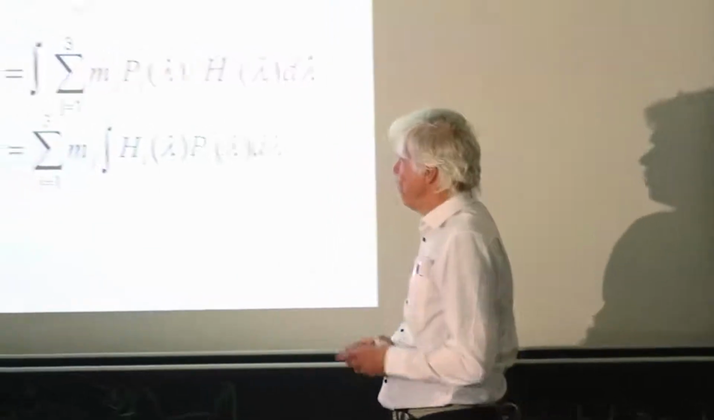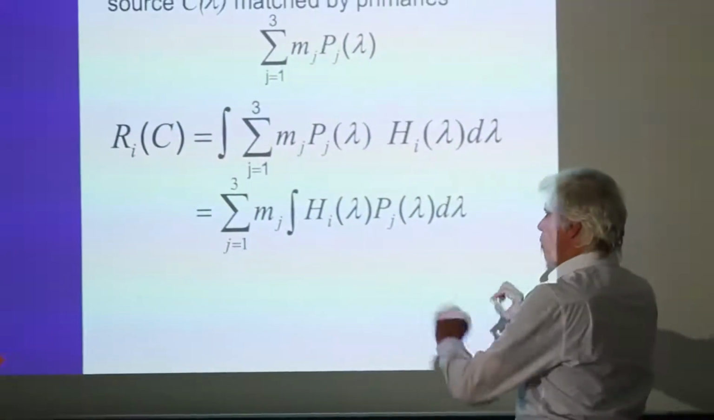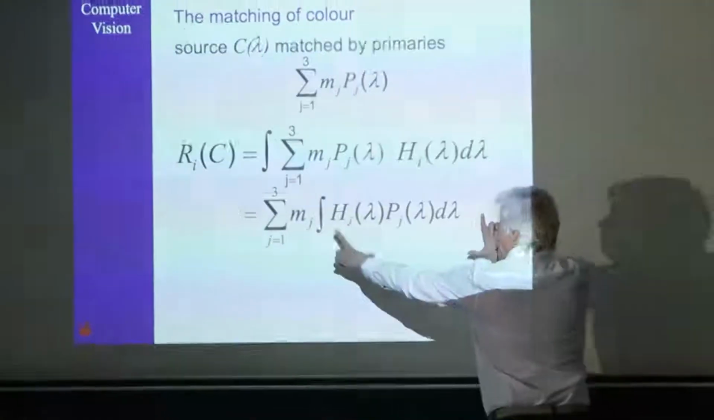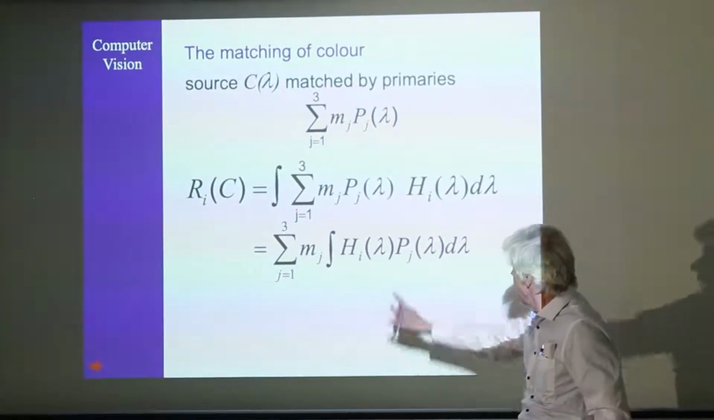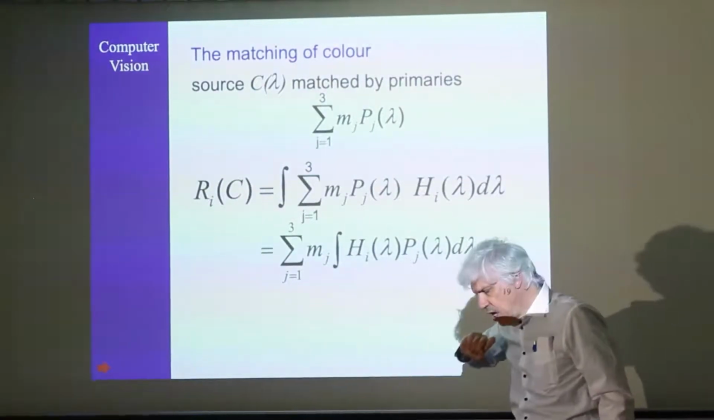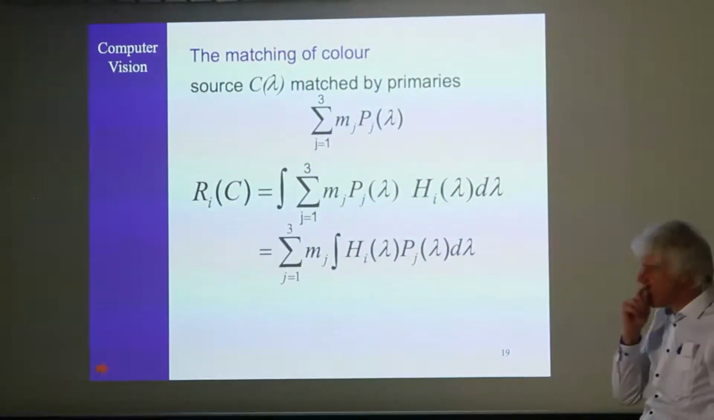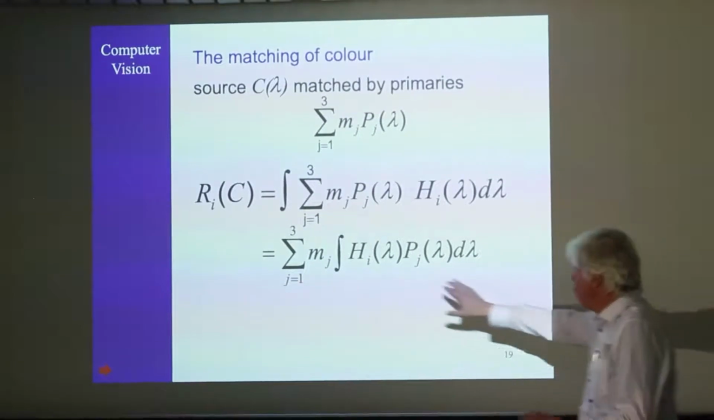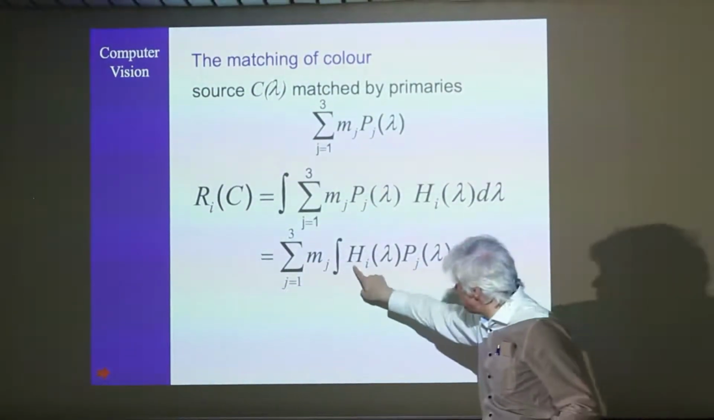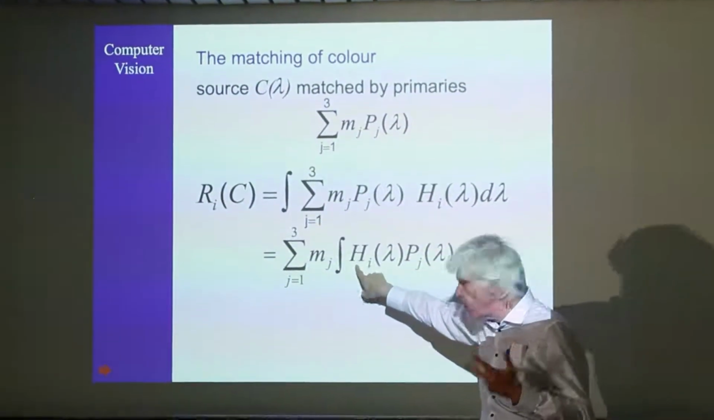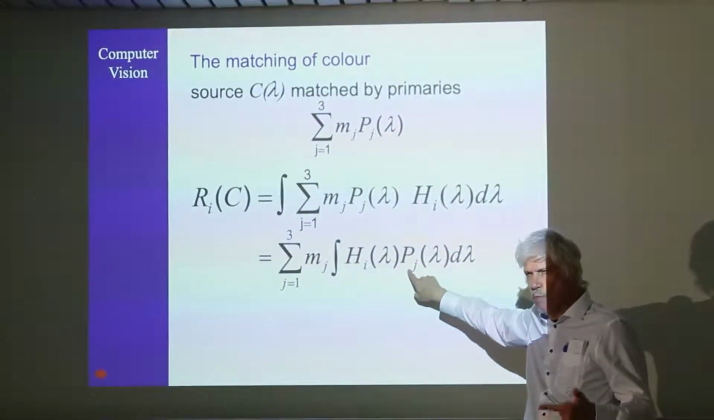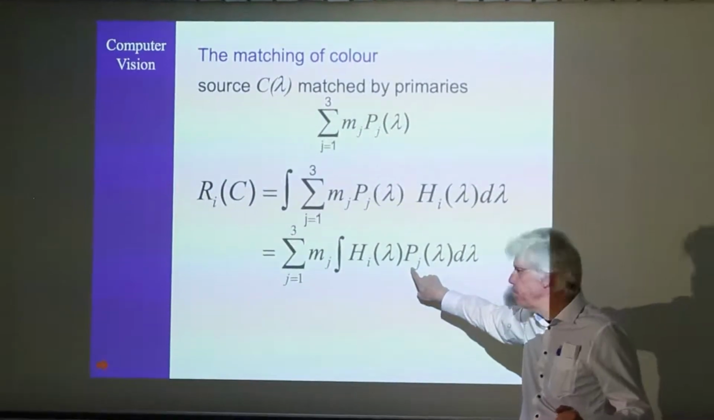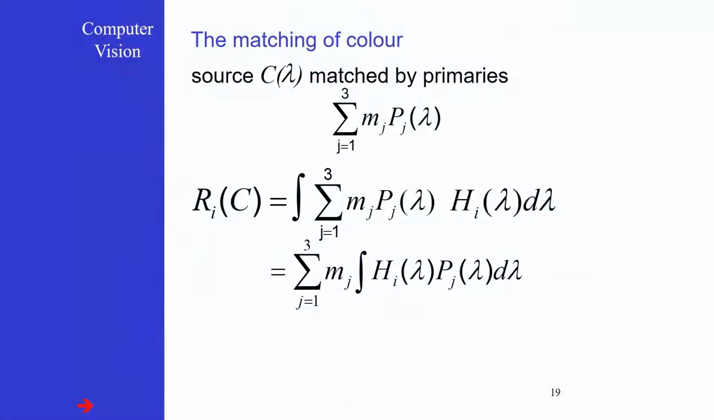So this rearrangement is interesting for us because if you look at the integral, behind every integral we have this product of an h, that's a cone response function, and a primary, p. And we see we have actually 9 of those integrals because we have 3 possibilities for h, h1, h2, h3, and 3 possibilities for p, p1, p2, p3, so the red, green and blue primaries. So 9 combinations of h and p that we can actually form.